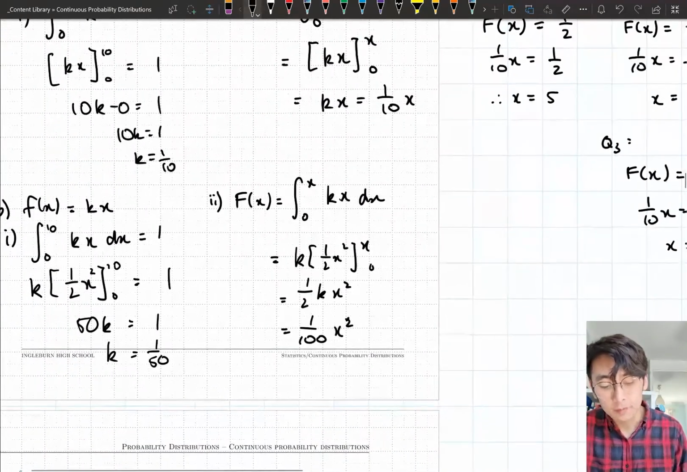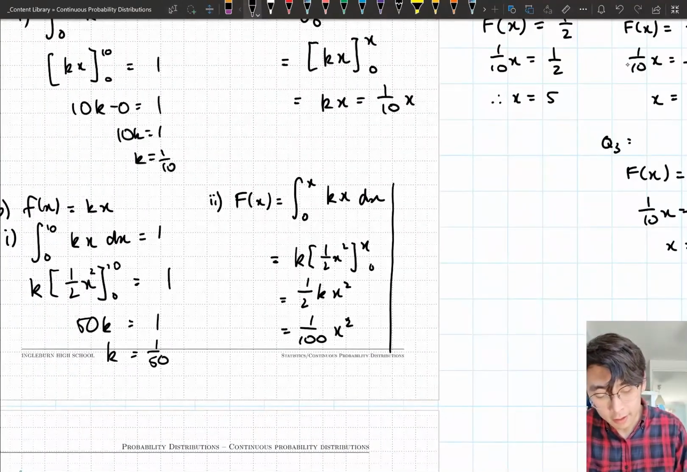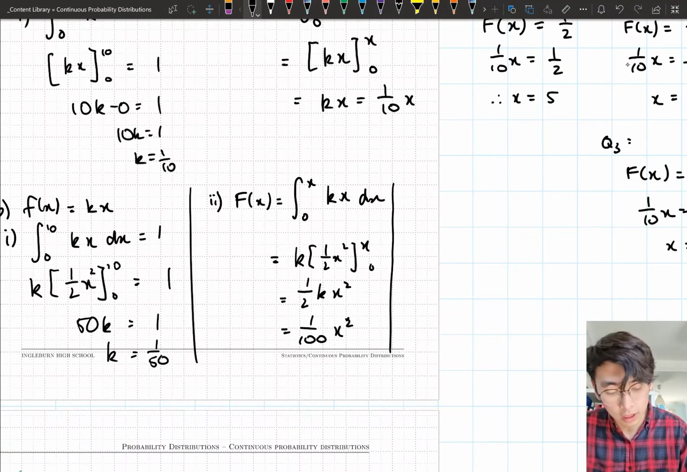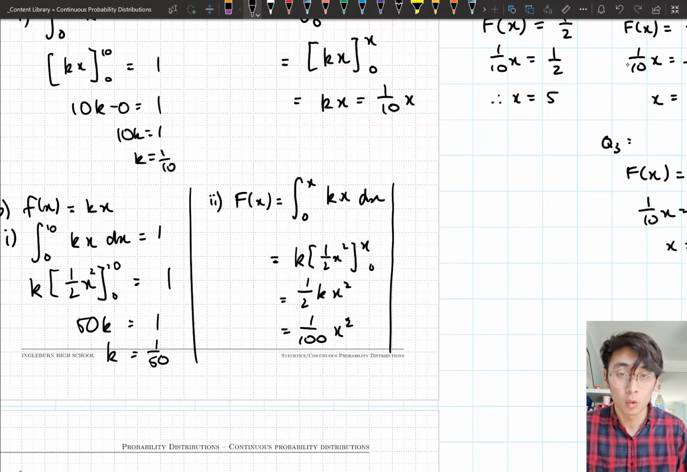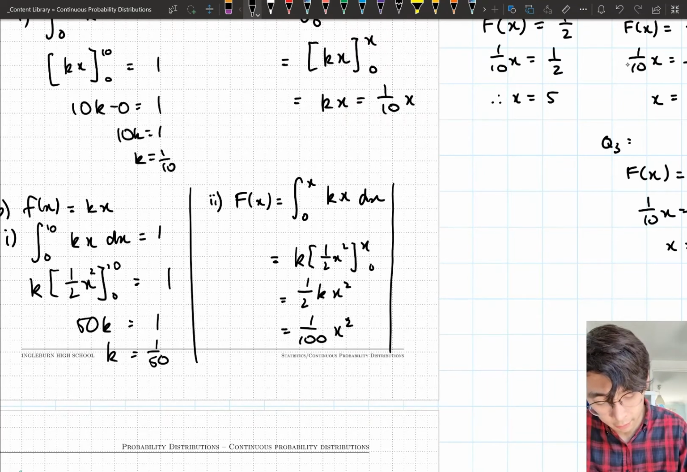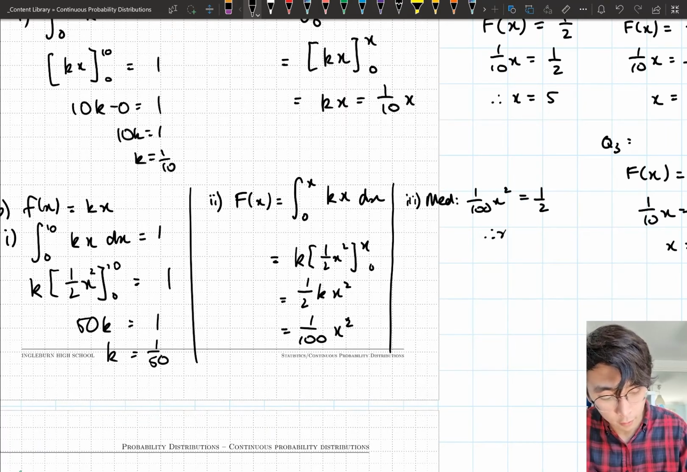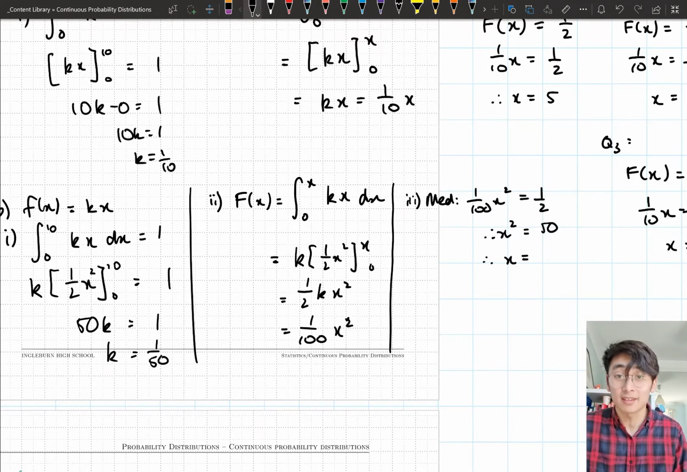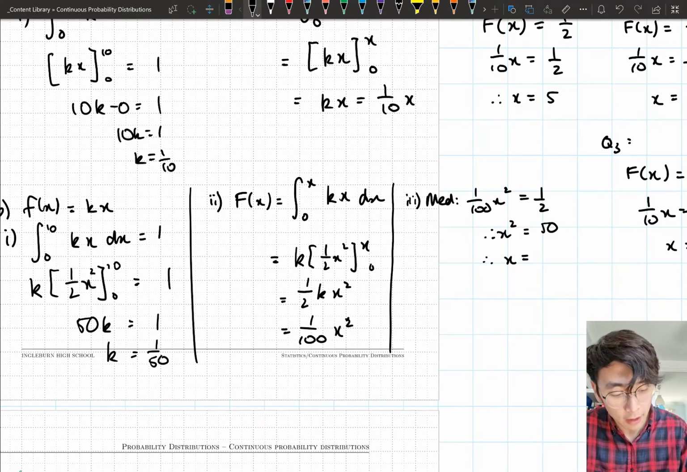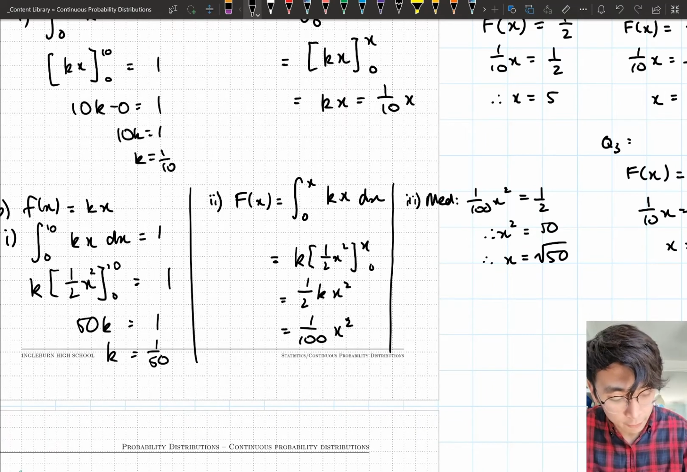Okay, and just like we did before, to find the medians and also the quartiles, I just need to let this be equal to a half, quarter, and also 3/4. So here I'm going to have, for part 3, for the median, 1 over 100 x squared is equal to a half. So therefore x squared is equal to 50. Therefore x is equal to plus or minus square root 50. But because x has to be between 0 to 10, we need to take the positive value. So this is going to be just the square root of 50, which is 5√2.